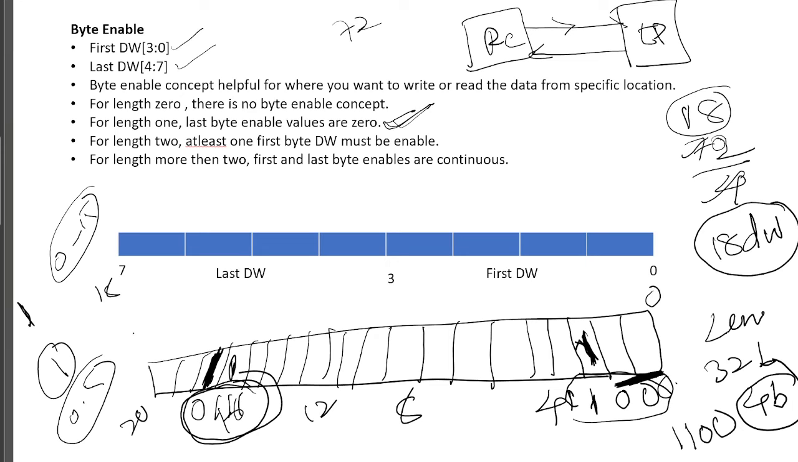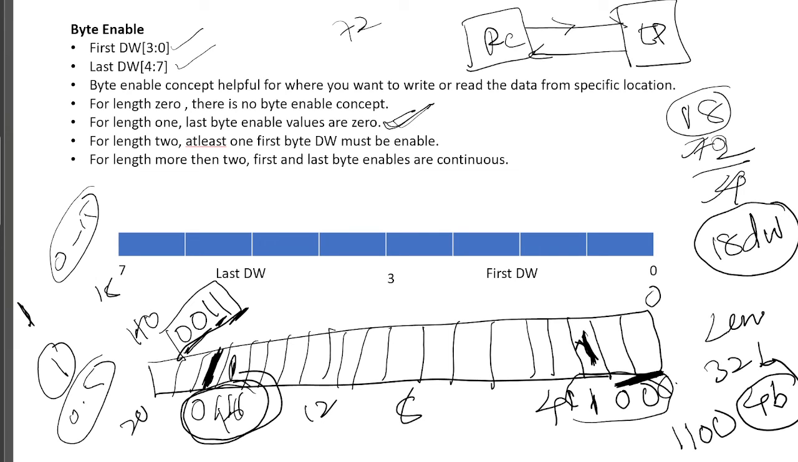So what happens, you will give 0011. This means this one will be 0 to 7, this one will be 8 to 15, and the remaining 2 bytes will be disabled. So by using the first byte enable concept, if you give length 1 but you want to write only the specific location 0 to 15, instead of 0 to 32, you will give the first byte enable as 0011.